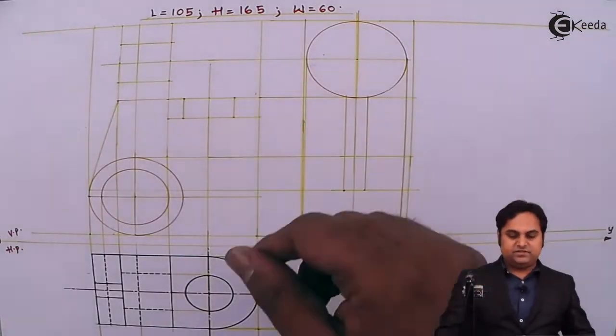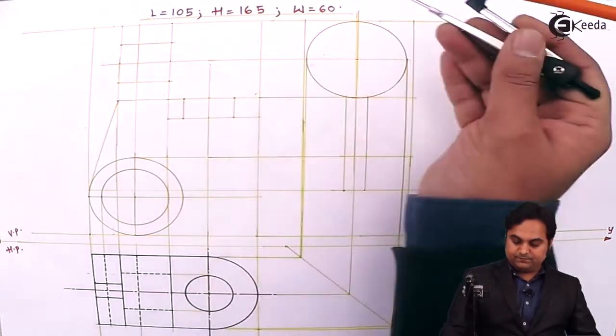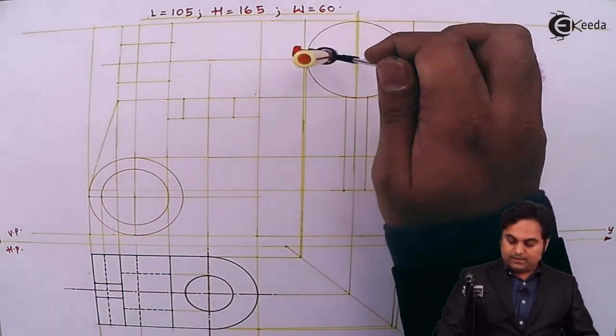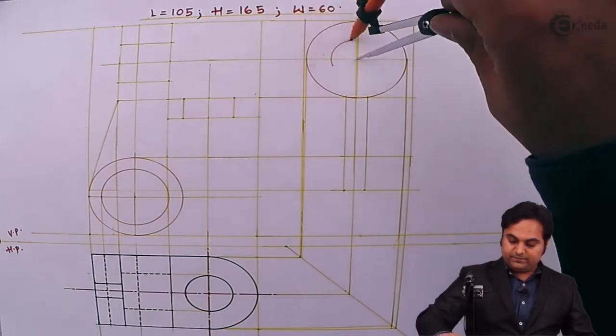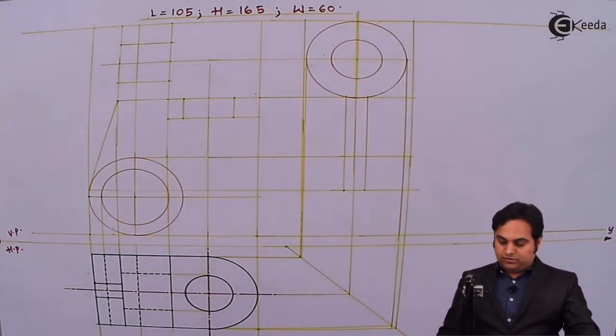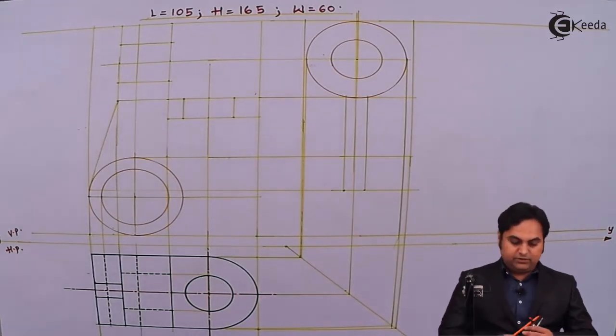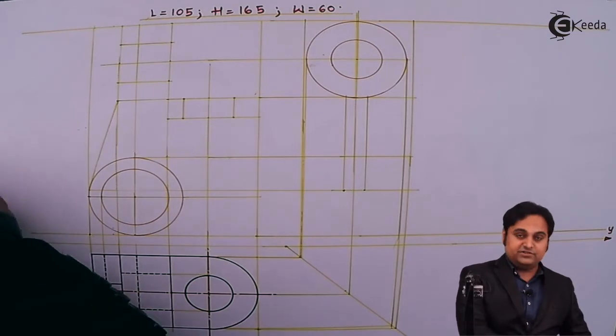Then inside this there is another circle, measuring its radius and drawing it light. Now I can say that whatever the visible portion is there, that I have completed. So I'll quickly start making these surfaces dark.